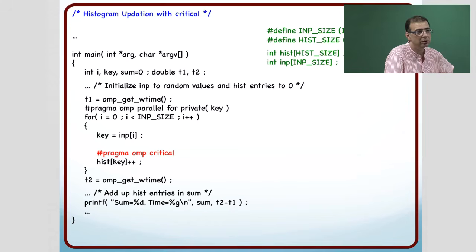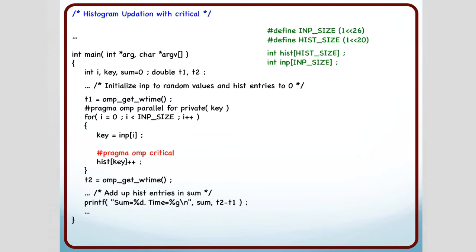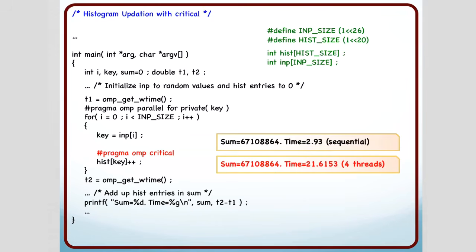So key is a variable. It's determined at runtime. So you can't say critical bracket key. It can only be a static name, right? Okay, so it's not easy to use named critical sections over here. So let's see what happens with critical.